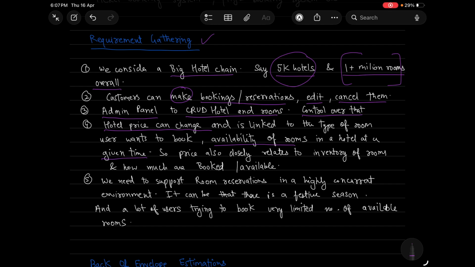So price also closely relates to inventory of rooms and how much are booked or available. We would eventually need this to maintain the inventory of rooms of these hotels, and then how many rooms have been booked, how many of them are available on some certain dates. So eventually price closely will relate to it.